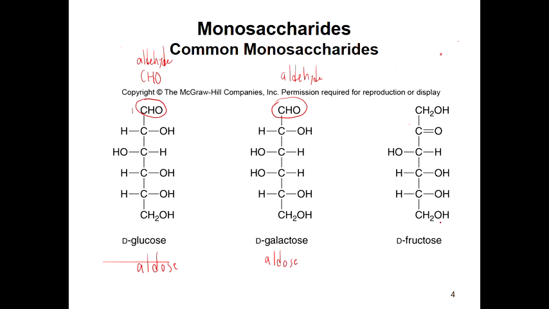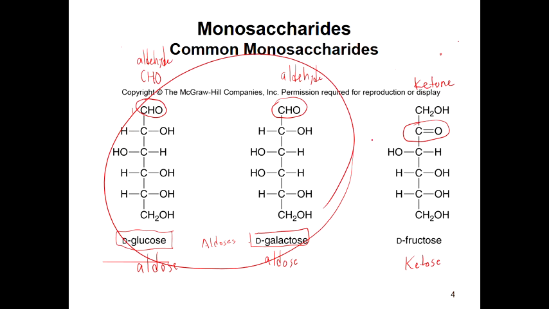How about this one? Fructose has C double bond O on the second carbon atom. So we have a ketone, so our sugar is a ketose. Right now, I may say something regarding these examples. This sugar and this sugar belong to aldoses, and they have some similar properties. This sugar belongs to ketoses, and it has different properties from aldoses. So this is the classification we need to know for aldoses and ketoses.